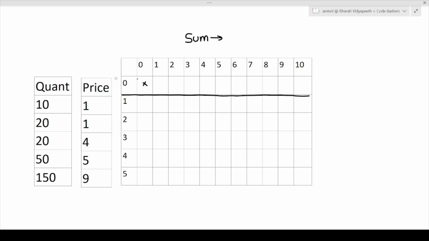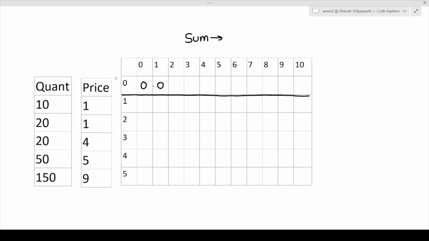So since we have zero money and zero items, how much quantity can we buy? The answer is zero, because we have zero amount and zero items available to us. Now coming to the next column, what does this column represent? At this time we have 1 rupee with us and zero items are available. So how much quantity can we buy? We can buy zero only.